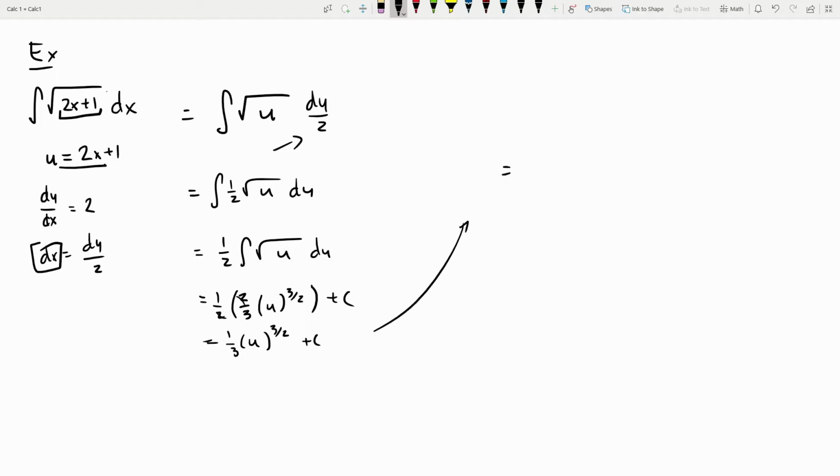And then if we want to go up here, we're going to get 1/3. We're just going to substitute u back in. It's basically going to be 2x plus 1 to the power of 3 over 2 plus c. So there you go. There is the integral of that function. Again, it looks like we might not be able to apply it, but really just take a look at the inner function. Just make sure that it's a constant function and that we can apply the substitution rule.